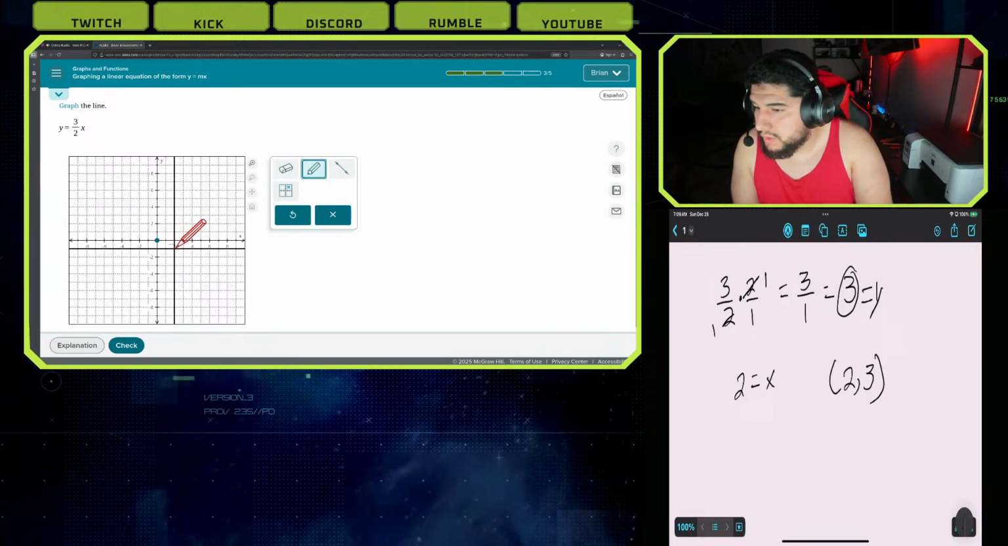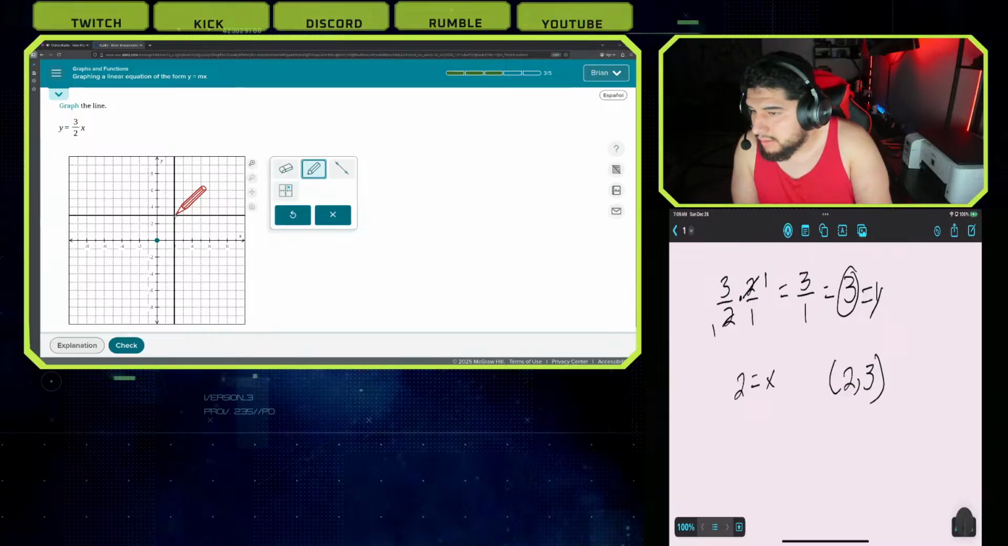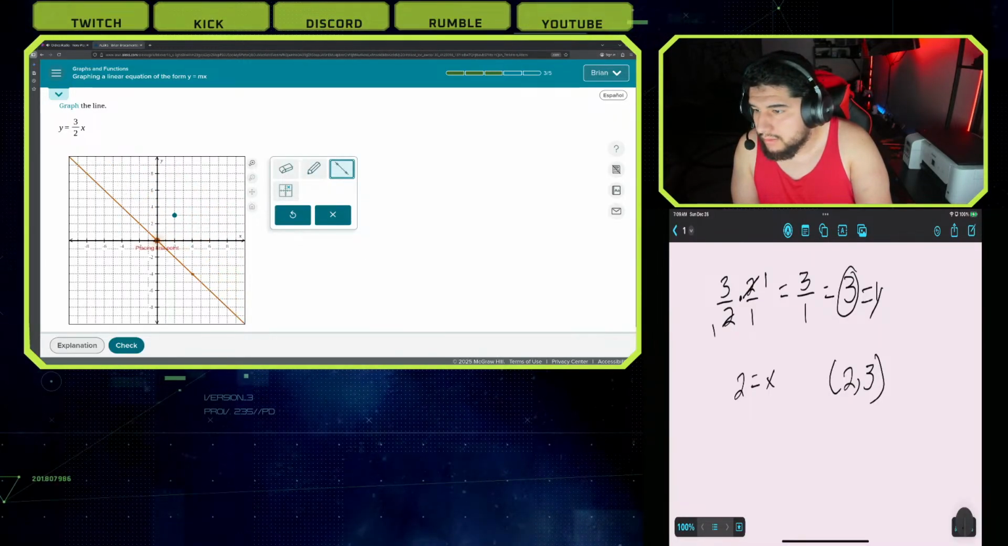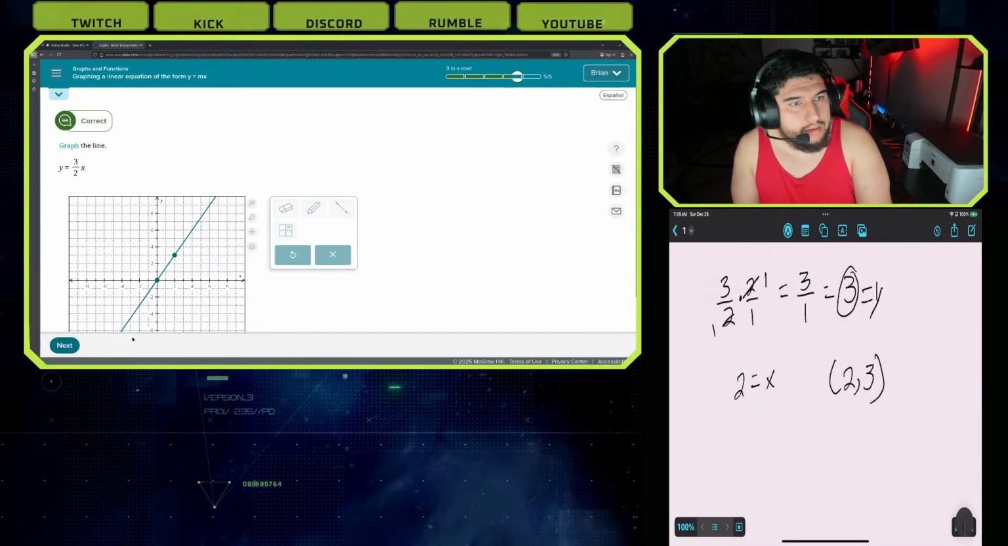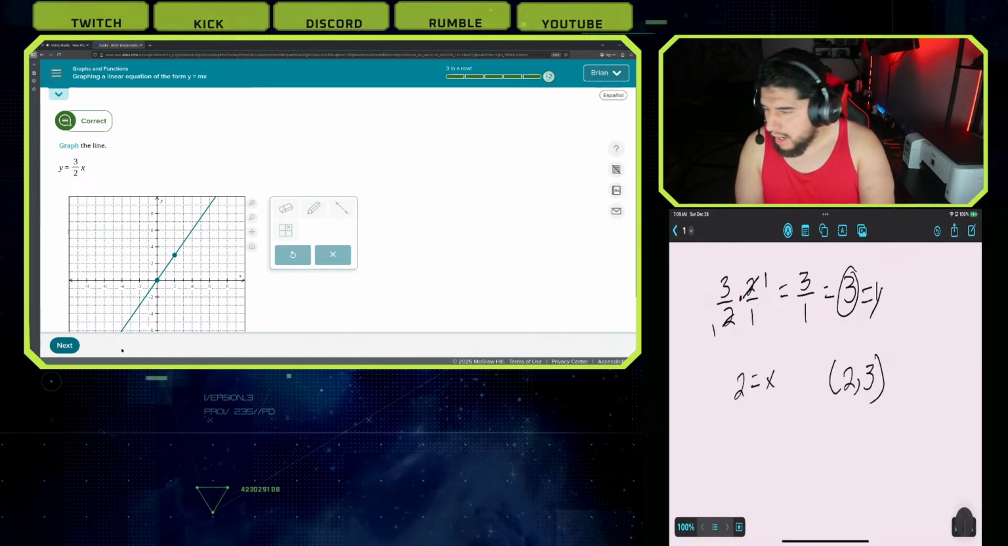Alright, so 2, and then up 3, and then connect the line. Connect the dots, make a line. There you guys go. I apologize.